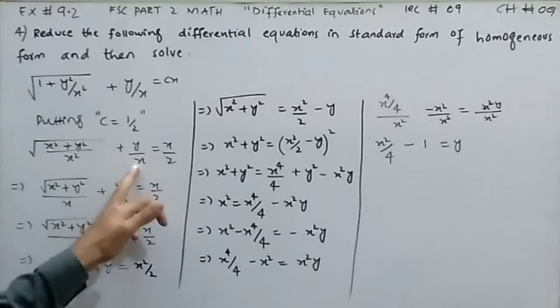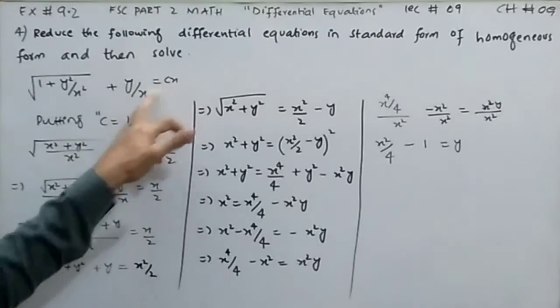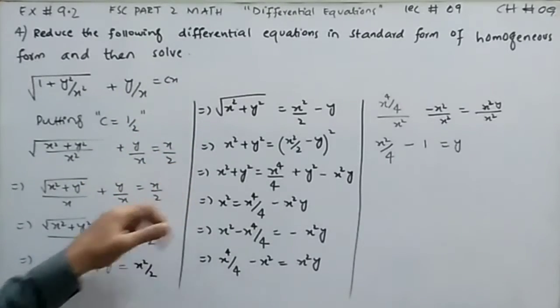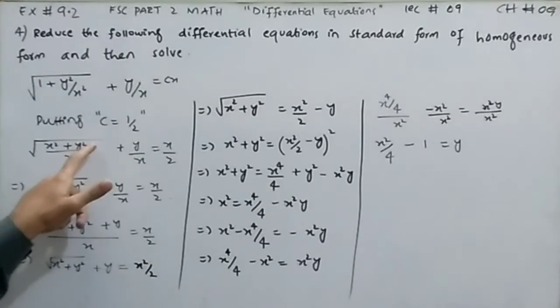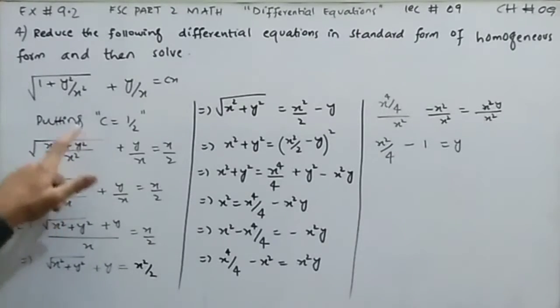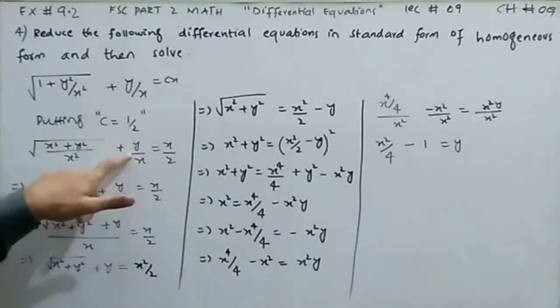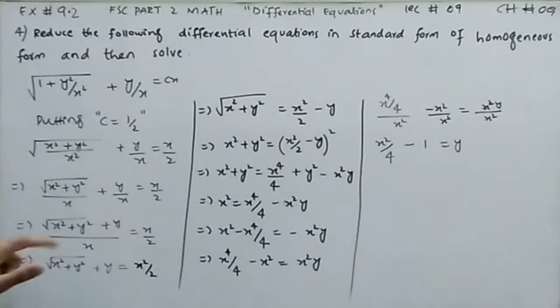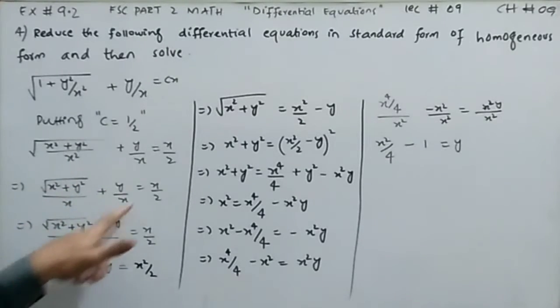So this will come down as it is and x will multiply with c. C is 1 over 2, so it becomes x by 2. Now over here becomes square root of x square plus y square, and square root of x square will give us just x, plus y by x is equal to x by 2. Now take LCM x, so in the numerator we are left with square root of x square plus y square plus y, divided by x, is equal to x by 2.